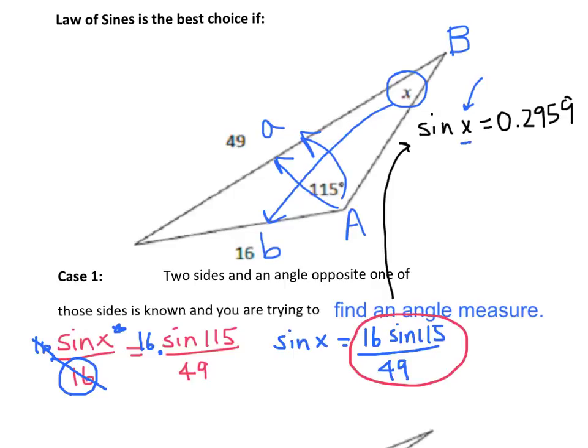So now in my calculator I need to convert this to inverse sine. Inverse sine of what? 0.2959 is equal to my angle. When I type all that into my calculator, I find that x is equal to 17.2 degrees.